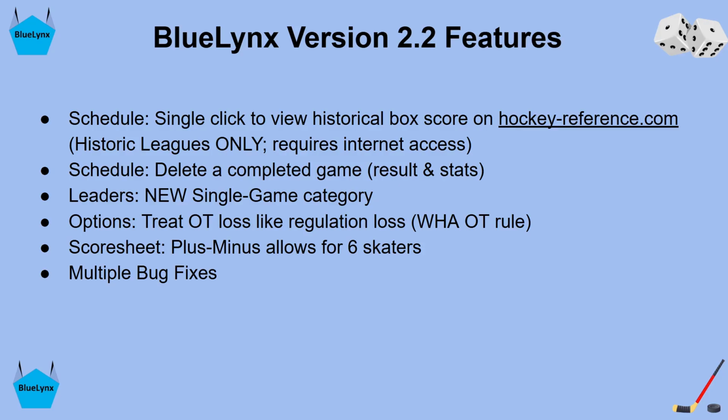For the leaders, I added a whole new category called single game leaders. There's a new game option to treat overtime losses like a regulation loss as far as the standings go. This is the WHA overtime rule option. The score sheet, if you're tracking plus minus for players on goals, now allows you to add 6 skaters to earn a plus. It's kind of a bug fix, but also a feature enhancement. And there are a few bug fixes in this version that I'll briefly mention. So let's take a look at these things.